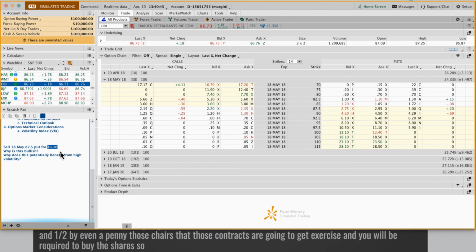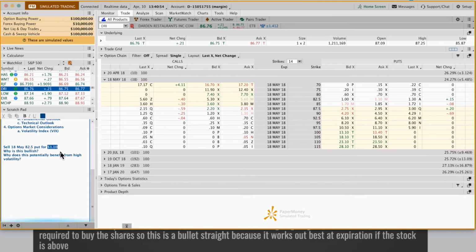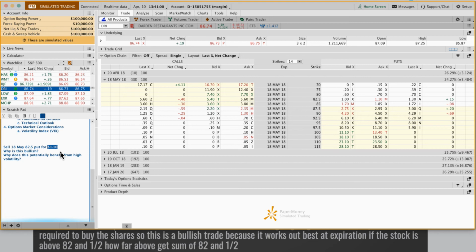So this is a bullish trade because it works out best at expiration if the stock is above 82.5. How far above 82.5, it actually doesn't matter. It just makes you feel better. The further it gets above 82.5, the better.